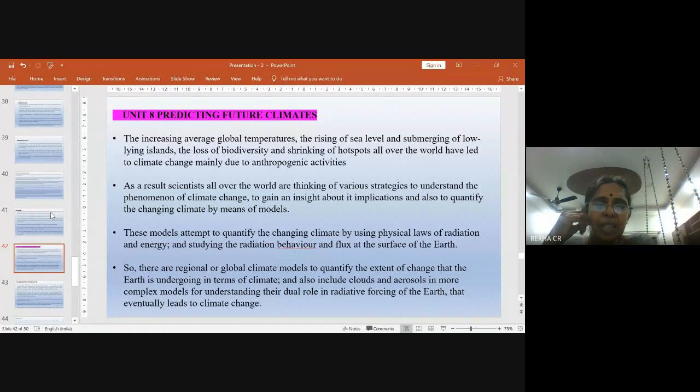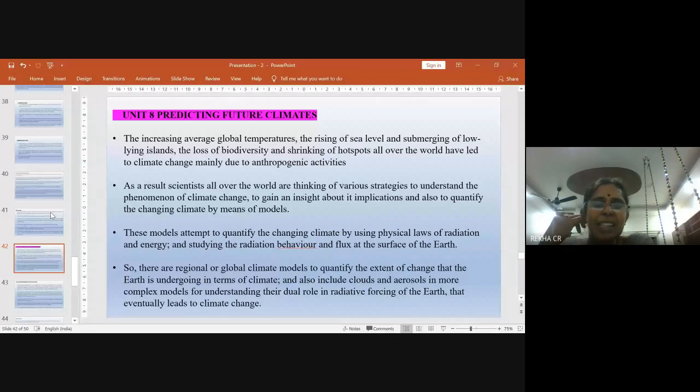So there are regional or global climate models to quantify the extent of change that the Earth is undergoing in terms of climate. And it also includes the clouds and the aerosols in more complex models for understanding their dual role in radiative forcing of the Earth, which leads to climate change.